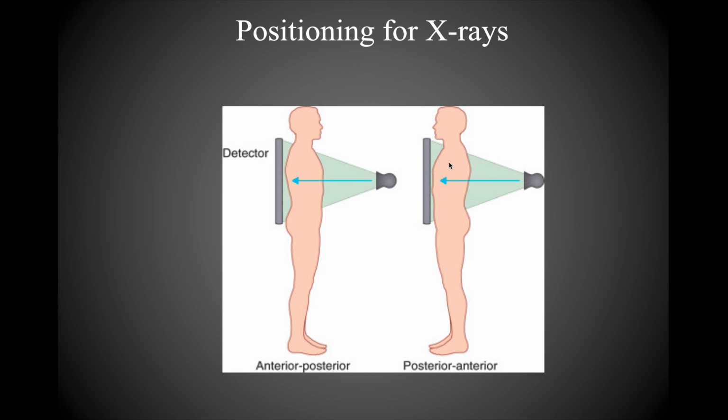But again, it's important to keep in mind that the way that a patient is positioned is going to impact the way that it appears on the final image that you're looking at. So you always want to pay attention to, am I looking at an AP or a PA view? Now, again, the anatomy is obviously the same, but the way that things are going to appear are going to be slightly different depending on the positioning of the patient.